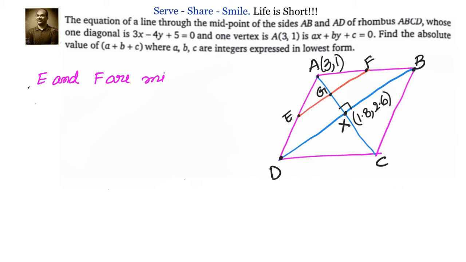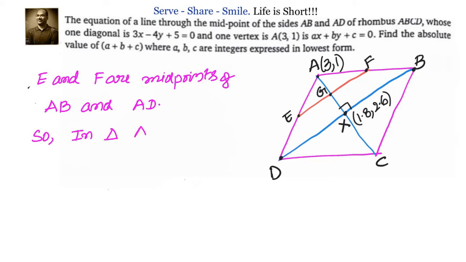Now we know that in triangle ABD, E and F are midpoints. So by the midpoint theorem, we know EF is parallel to BD. If EF is parallel to BD, then the equation of EF will be the same as that of BD with a different constant k. We know the equation of BD is 3x minus 4y plus 5 equals 0.